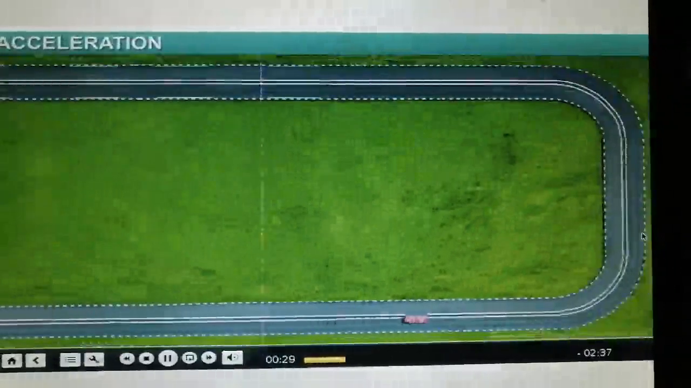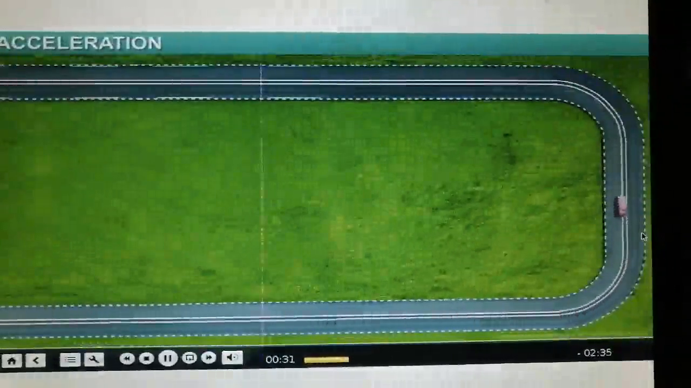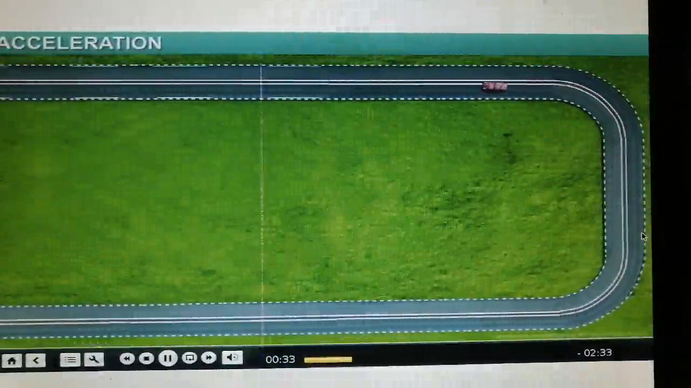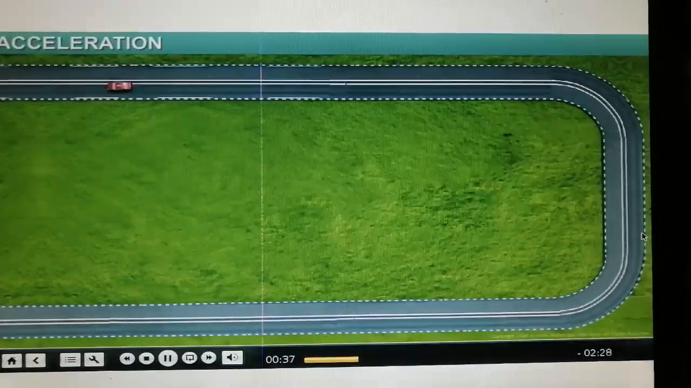Observe the car moving swiftly in the circuit. When it approaches the turn, it slows down and after negotiating the turn, quickly gains velocity again.